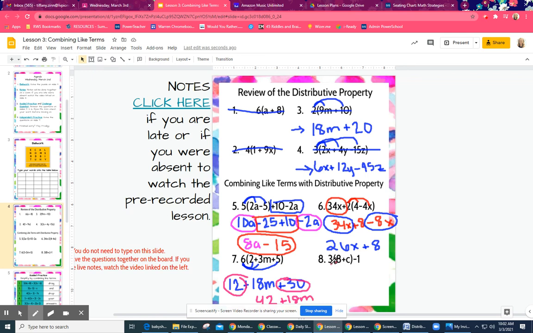One more. Multiply the 3 times the 8 first. That's 24. Keep the plus sign. 3 times c is 3c. And then I still have minus 1. So I will put it back on the end.